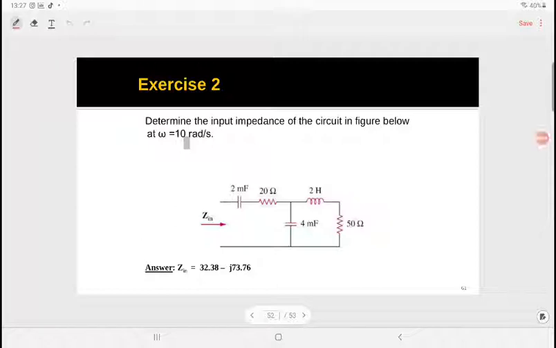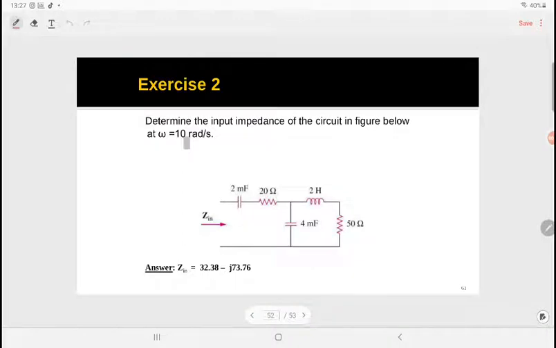Okay, we go for the example. So this is a simple example. You need to determine the input impedance of the circuit given, and your omega is equal to 10 radian per second. Alright, so how do we want to do this?